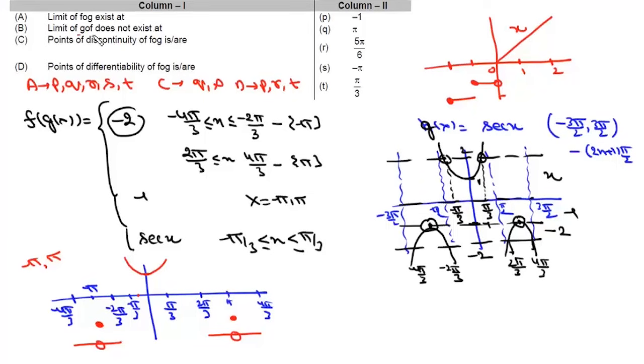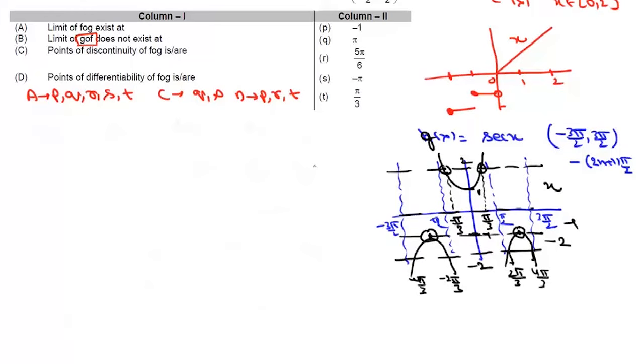And then we have this g of f(x). Now for g of f(x), the definition is only secant x, but here x should not be plus pi by 2.